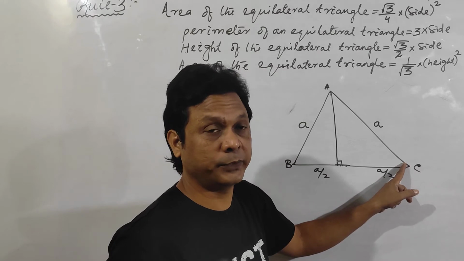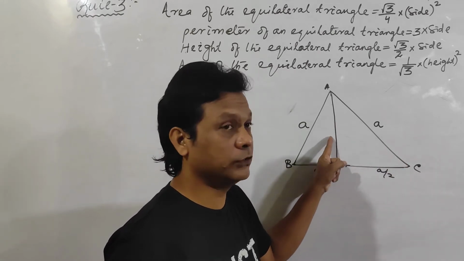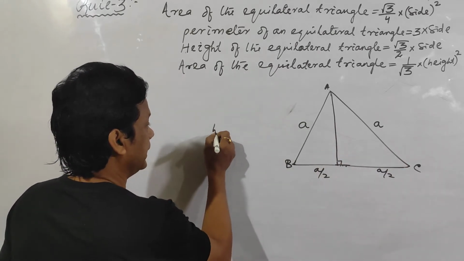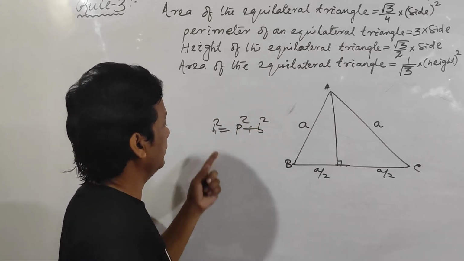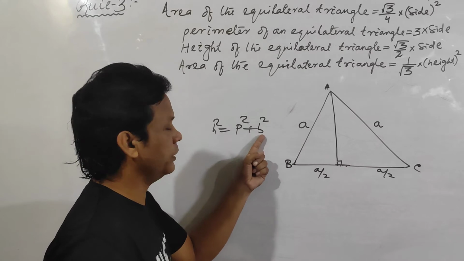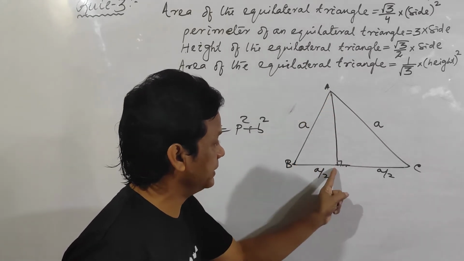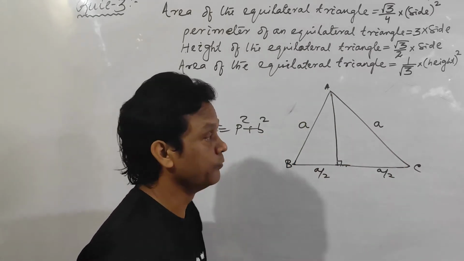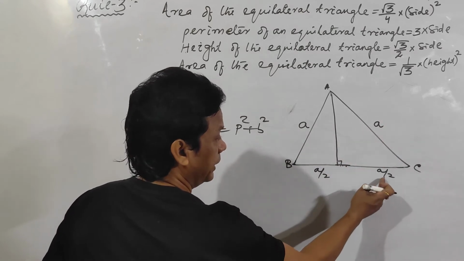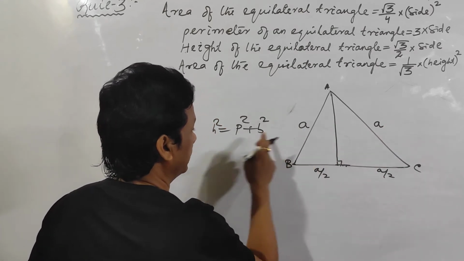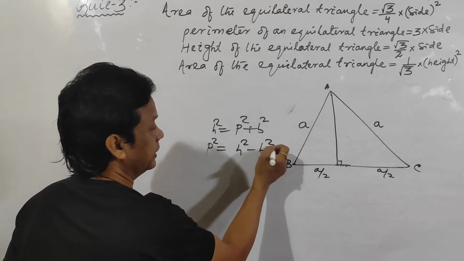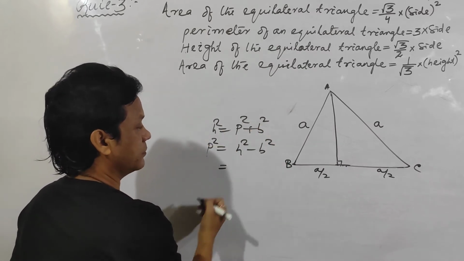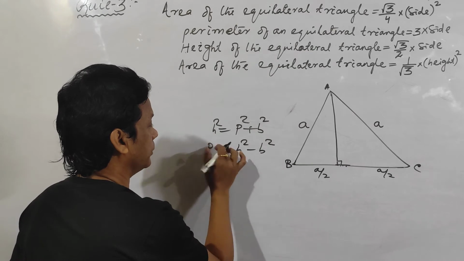So what is the formula for the Pythagoras theorem? h square is equal to p square plus b square. Hypotenuse square is equal to perpendicular square plus base square. This is the perpendicular, this is the base, this is the hypotenuse. So your hypotenuse is a, the base is a by 2, and you want to find the perpendicular. That means you want to find p square. p square is equal to h square minus b square. So p is equal to the square root of this.